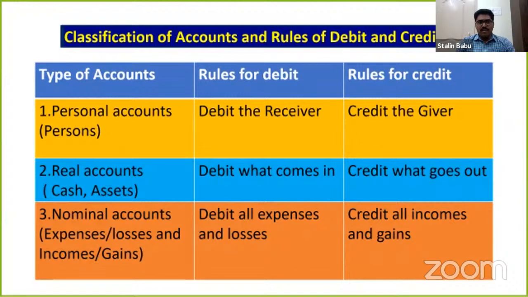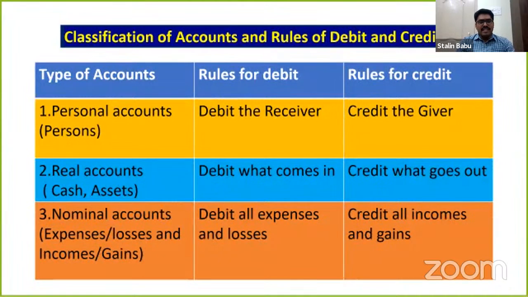So accounts are classified into three types: personal account, real account, nominal account. Personal account is again classified into three types: natural person, artificial person, and representative person. So what is the second account? Real account. Real account deals with cash and assets. Assets like land, building, machinery, furniture, computer, etc. So real account deals with cash and assets. And the third and final one is nominal accounts.